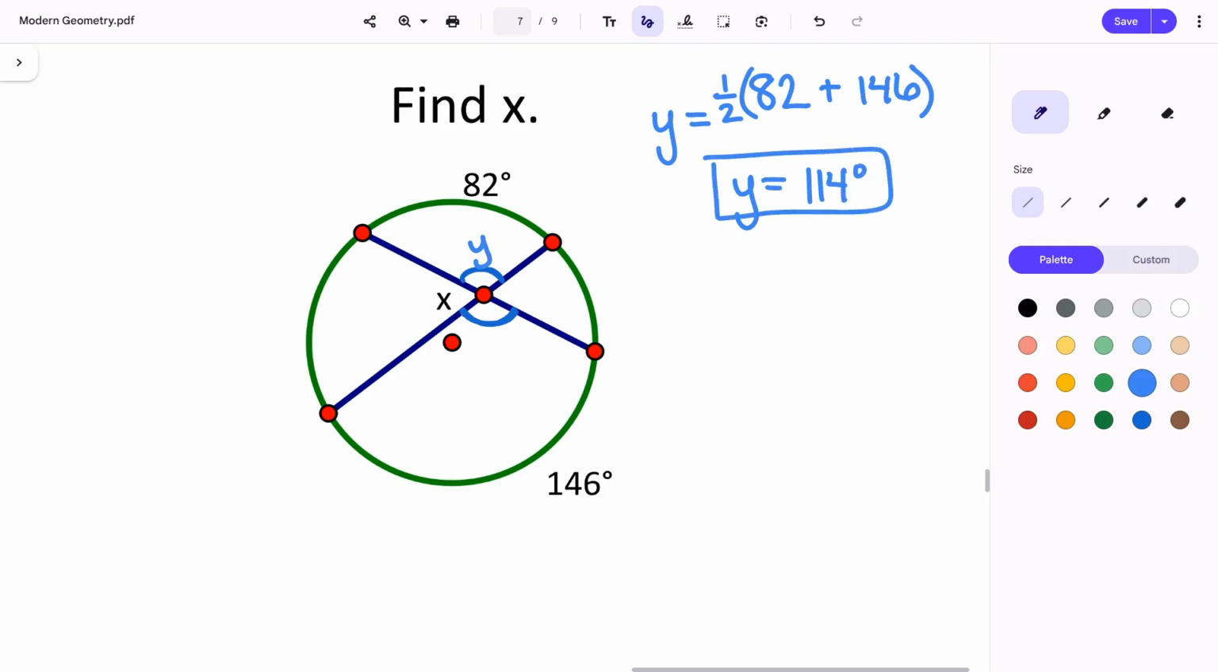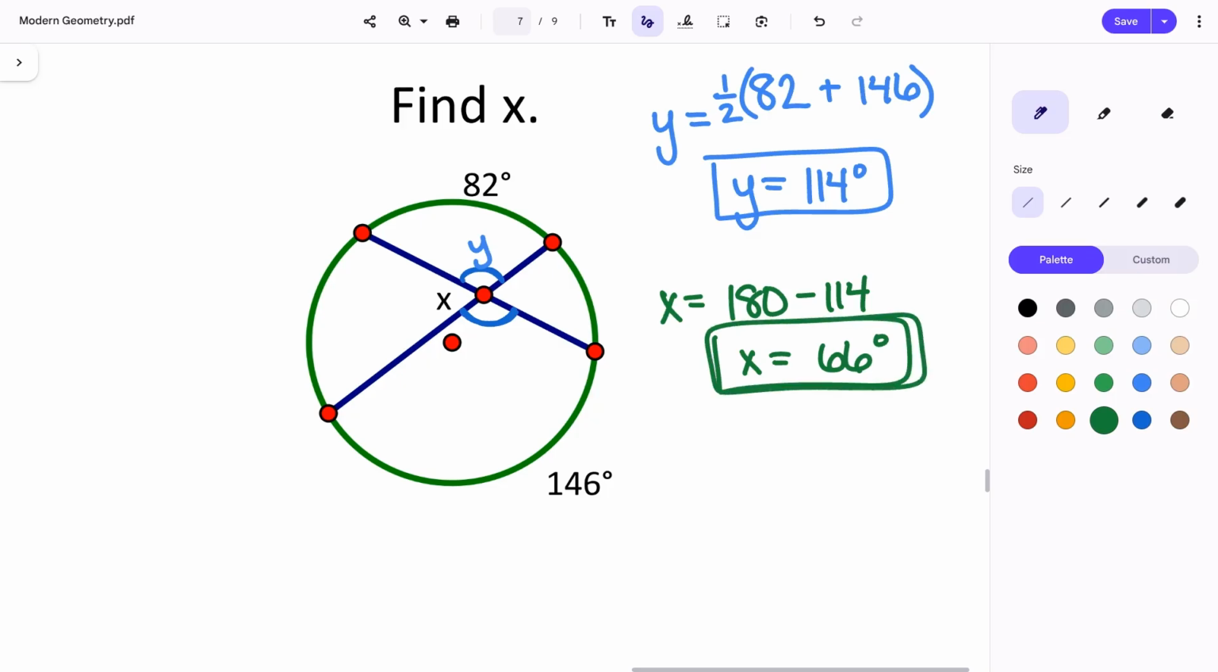Now, I didn't really need that, right? That wasn't what they were asking for, but I do need it to help me find my x. So remember we said that the y that I just found and the x make a linear pair. What do linear pairs do? They add up to 180. So shouldn't we just be able to take 180 minus 114 now? And we get, good, 66. Very good. And that's really what I wanted from the picture.